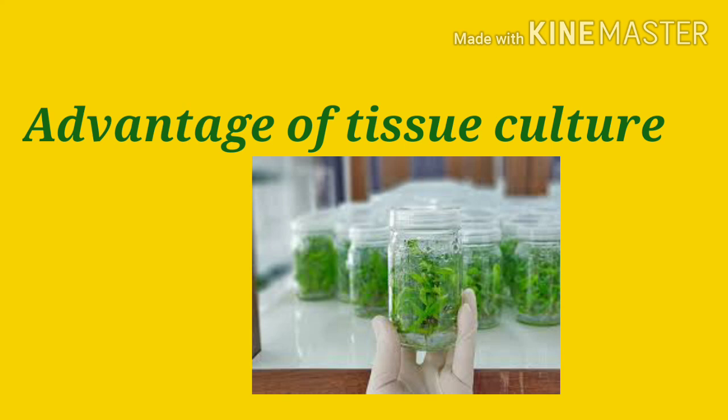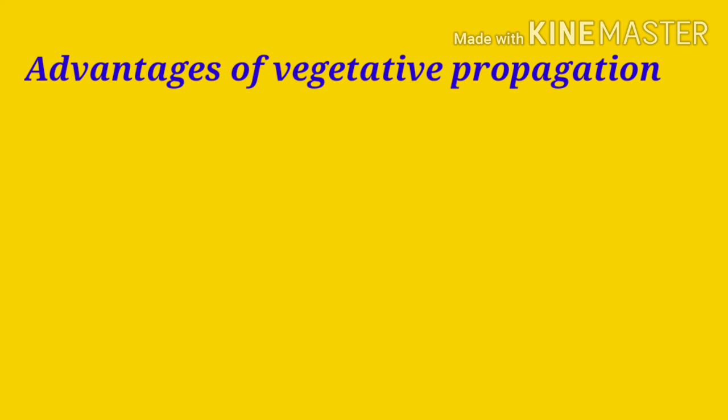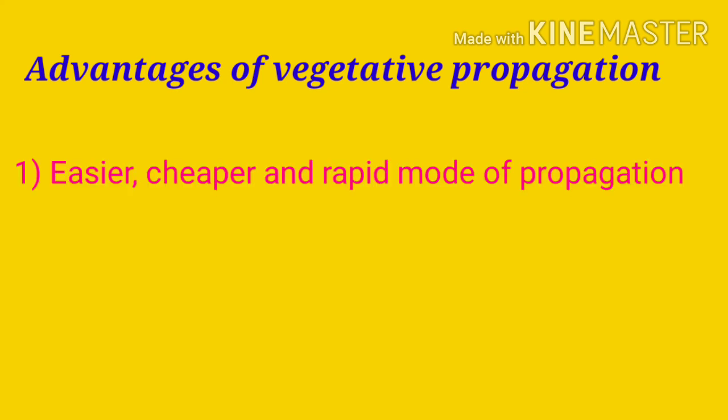Now let us see the advantages of vegetative propagation. The first advantage is it is a cheaper, easier and rapid mode of propagation. The second is plants can bear flowers and fruits earlier than those produced from seeds. So they can grow earlier in comparison to those plants which are developed from the seeds.